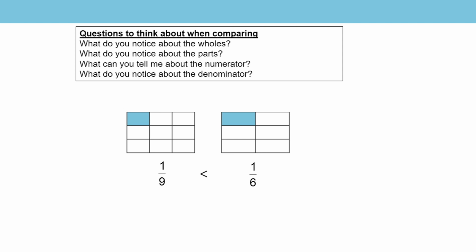Now I want you to consider these two questions. What can you tell me about the numerator? And what do you notice about the denominator? Well, when you look at the numerator, they are both ones because we are comparing unit fractions. When you look at the denominator, you've got one denominator that is larger than the other. 1/9 has got a larger denominator than 1/6. Well done for spotting that.